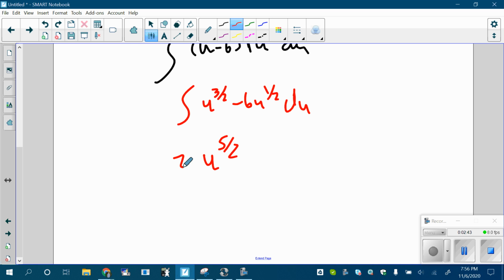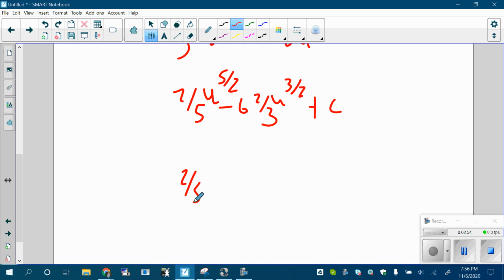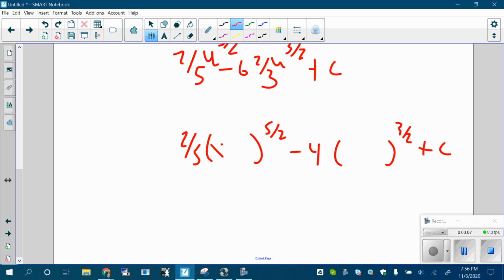We're here. What do we get? 2/5 u to the 5 halves minus 4u to the 3 halves plus c. Don't forget to change the u's back to x plus 6's. And we're done. Okay.